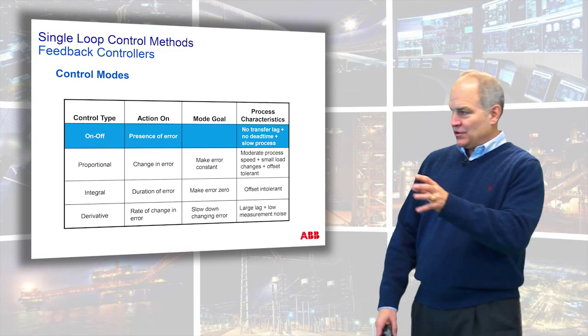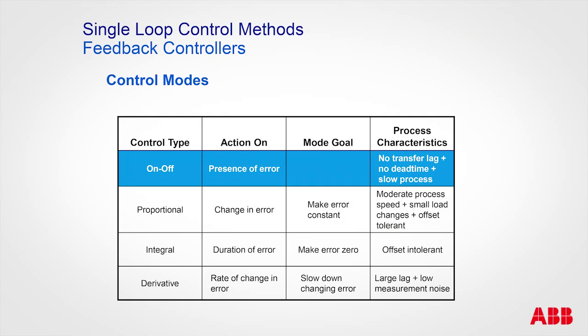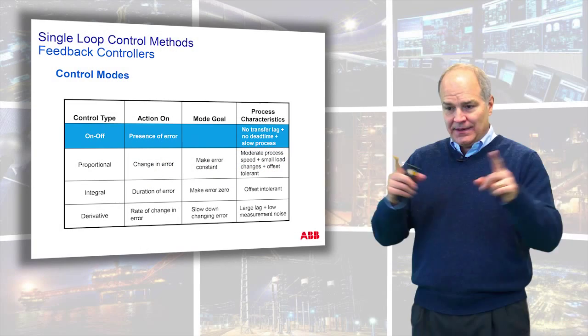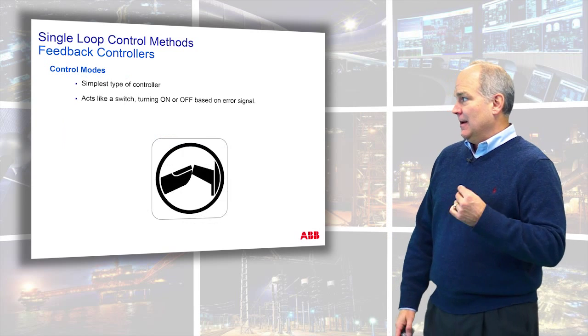This chart will show up several times in this presentation, but it's just a summary. You can see that the controller type on-off is basically like a light switch. It's either on or it's off. Or a relay. It's either open or closed. It's two states. And it operates off the presence of error. Whether the error is this big or this big, you're at 100 or 0% of your valve change.